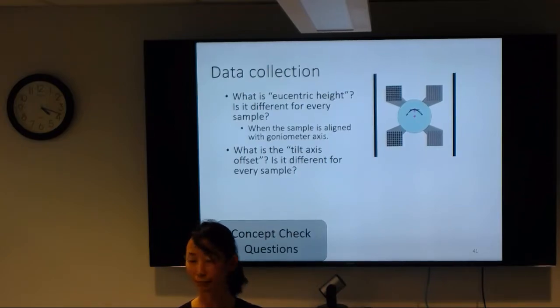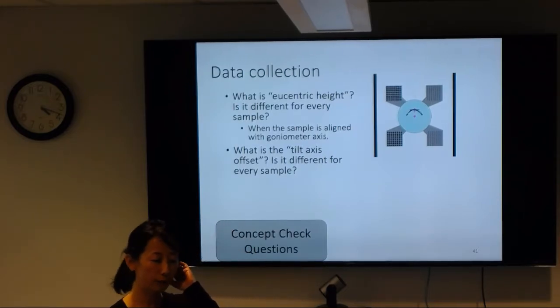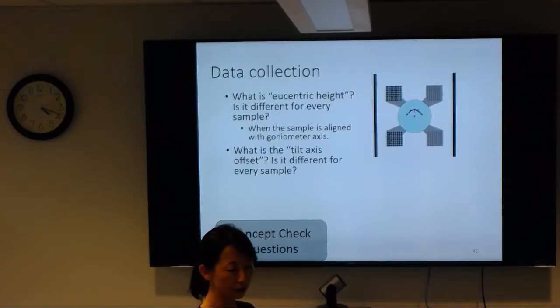It's the height of the stage at which you can tilt without the sample moving. Right. So this is a screenshot from the Grant Jensen tutorial. Basically, when the sample is really aligned with the goniometer axis, this is the side view of the microscope. This is the column.